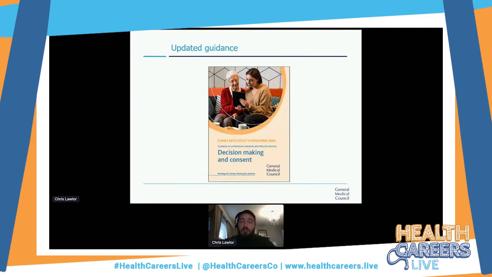As we go through the session, hopefully you'll realize that things haven't changed drastically. The laws around consent haven't changed. So the guidance is more about, as I said, it being more proportionate and more supportive, hopefully, and helpful for doctors who are practicing it. And we'll talk about those points as we move through.